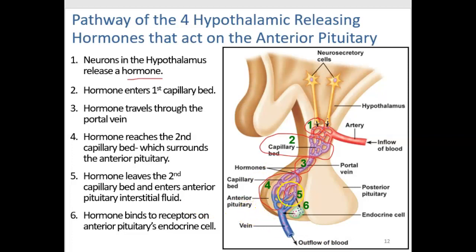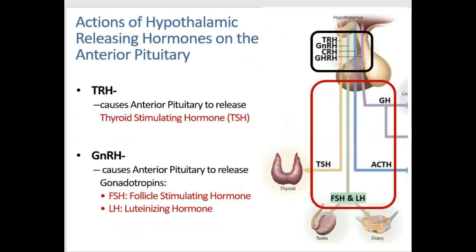Then the hormone leaves the capillary bed, and its target will be the cells in the tissue of the anterior pituitary. So the hormone will bind to a receptor on an anterior pituitary cell. Now it's time to look at the actions of these hypothalamus hormones. Here are their abbreviations: thyrotropin releasing hormone, gonadotropin releasing hormone, corticotropin releasing hormone, growth hormone releasing hormone. Big names, right? So we'll do 2 and then 2.